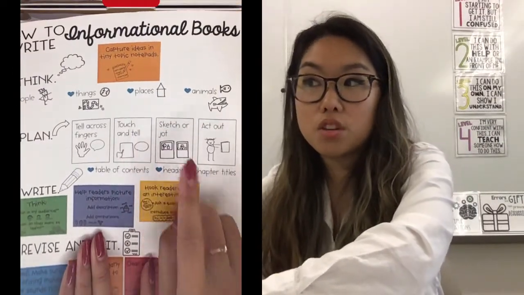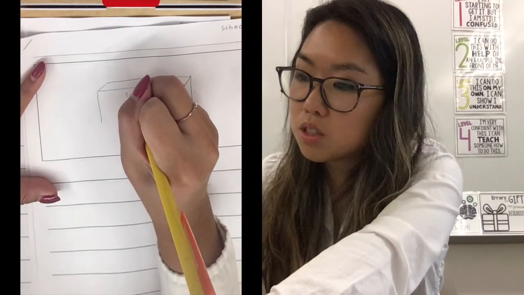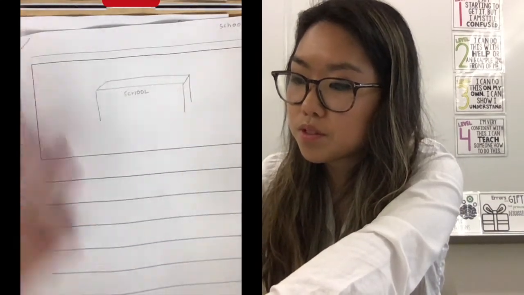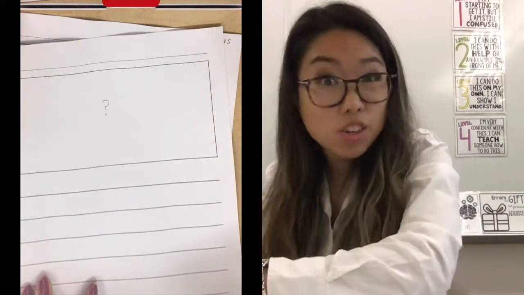If I want to try out sketch or jot, I would sketch or jot on the page. So I'm going to just do a quick draw because this is just a reminder of what I'm doing on this page. This is school. I'm teaching about why is it important. So maybe I just put a question mark for right now. I can go back and change this, but this is just a quick reminder. What am I going to teach about?